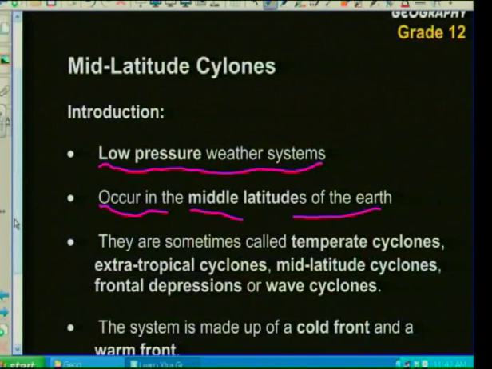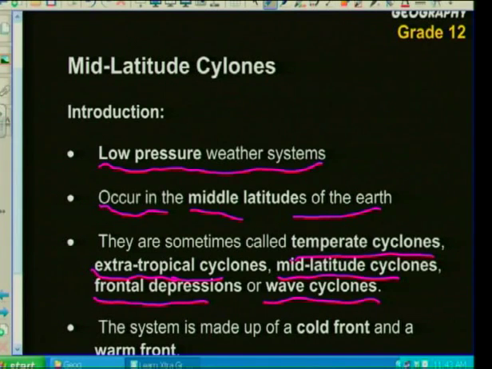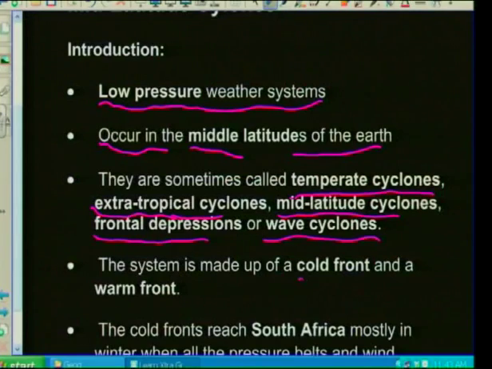They are sometimes called temperate cyclones, extratropical cyclones, frontal depressions, or wave cyclones. Various names are given to them. The common name is the mid-latitude cyclone. Also, you would note that the system is made up of a cold front and a warm front. You would have picked this up even over the weather report and when your teachers are discussing it with you.